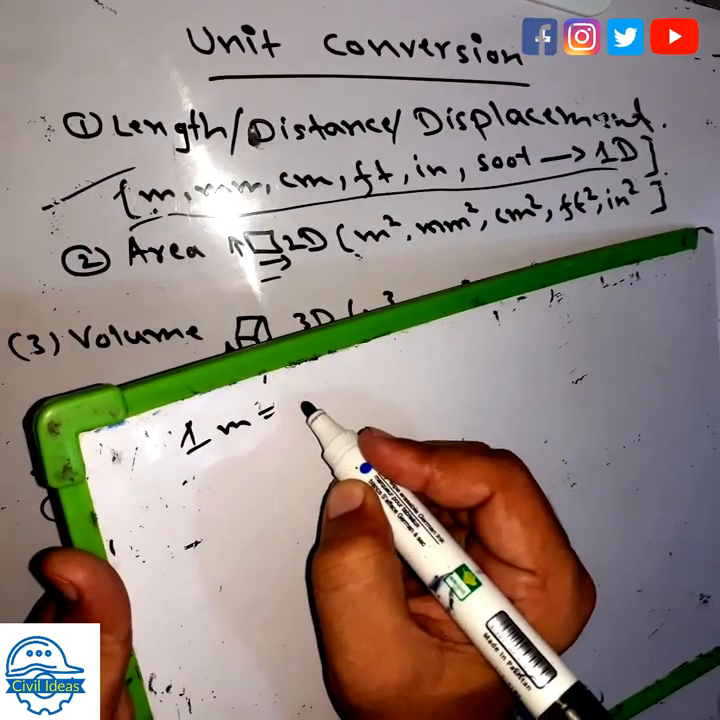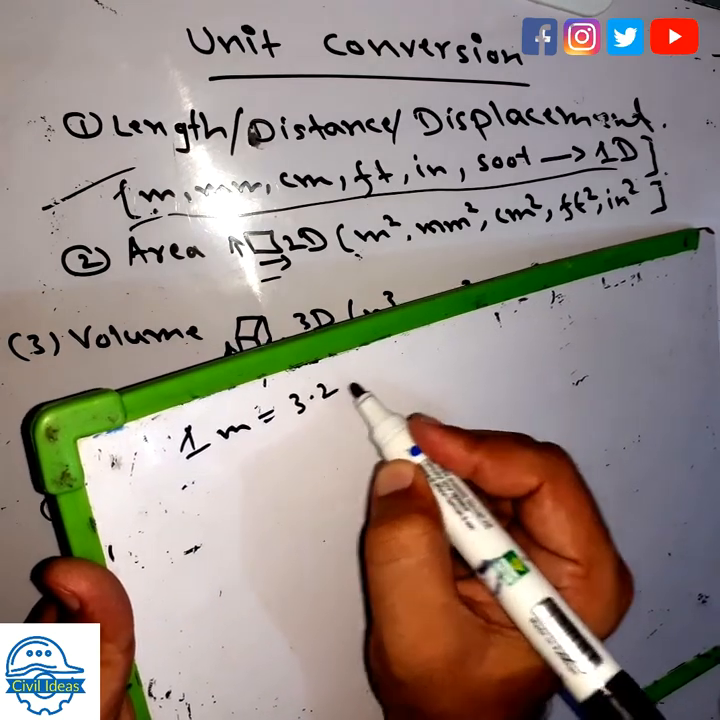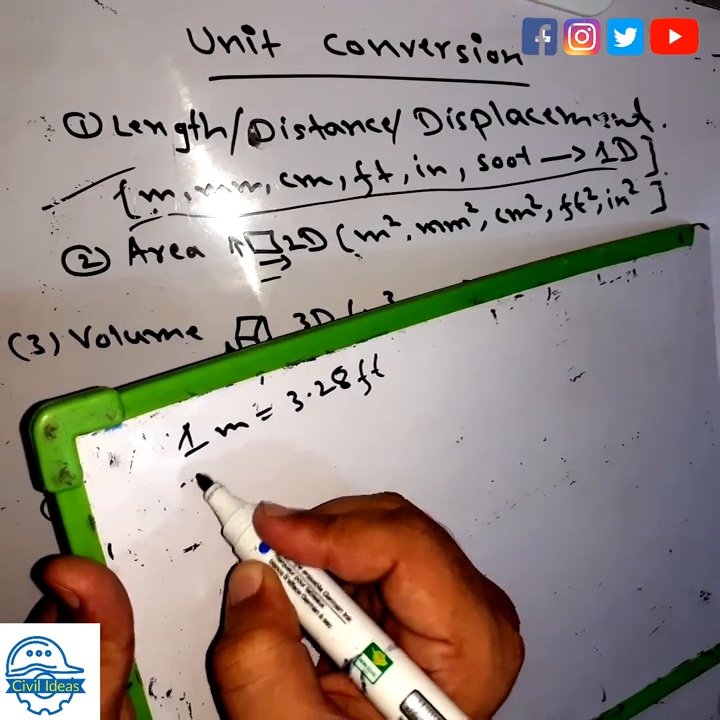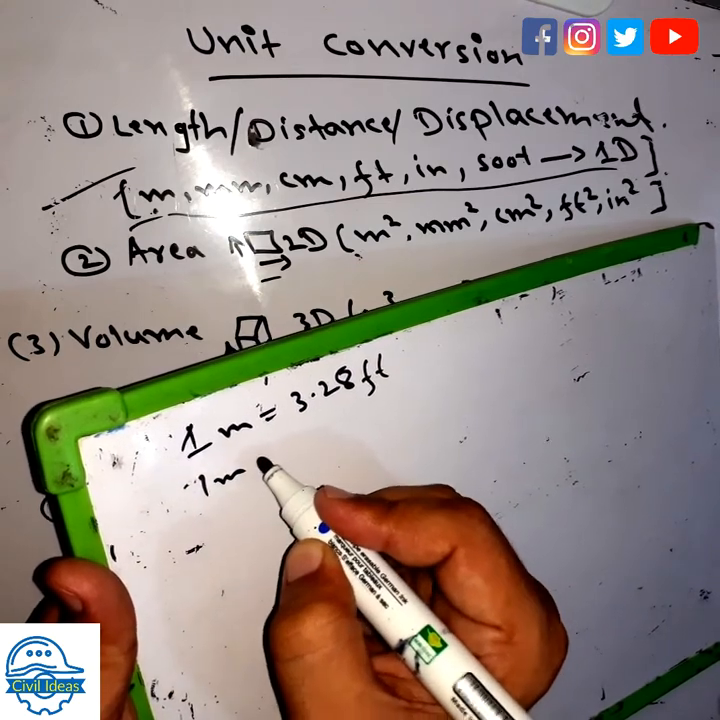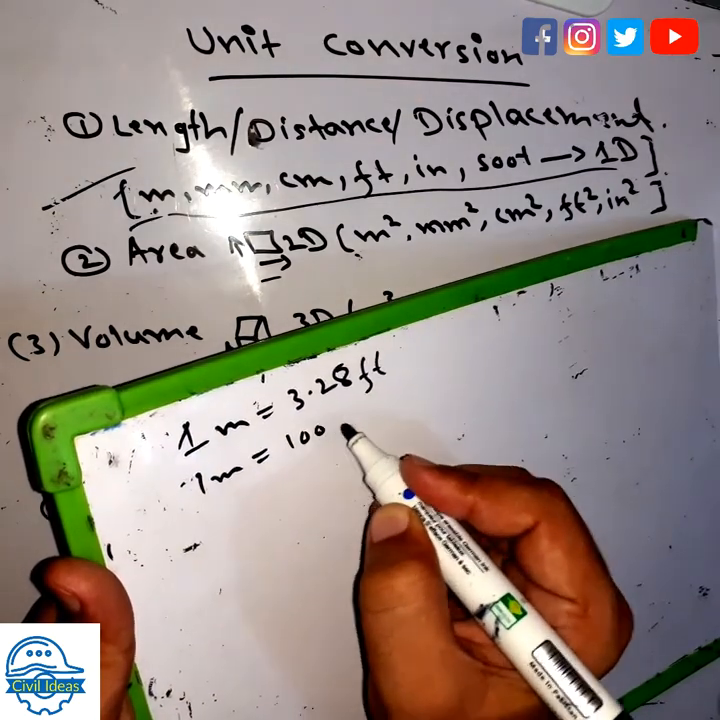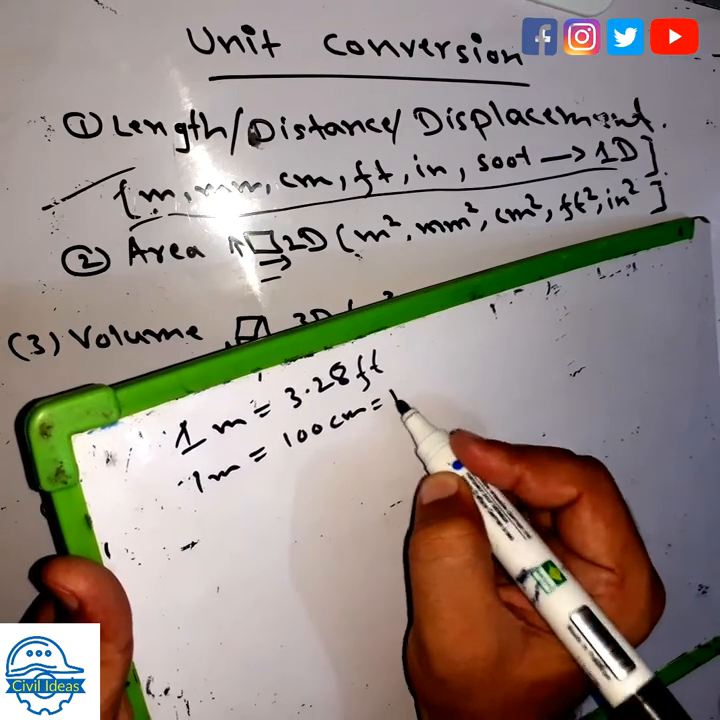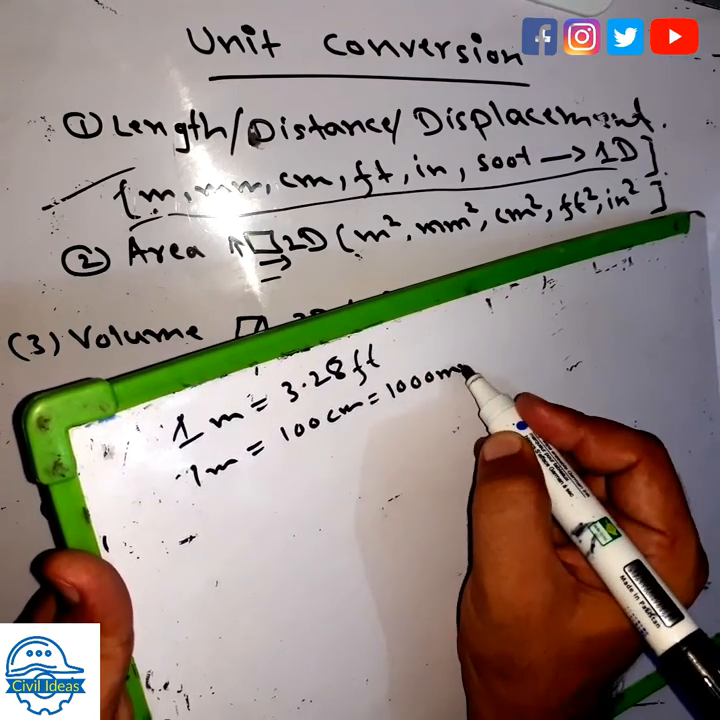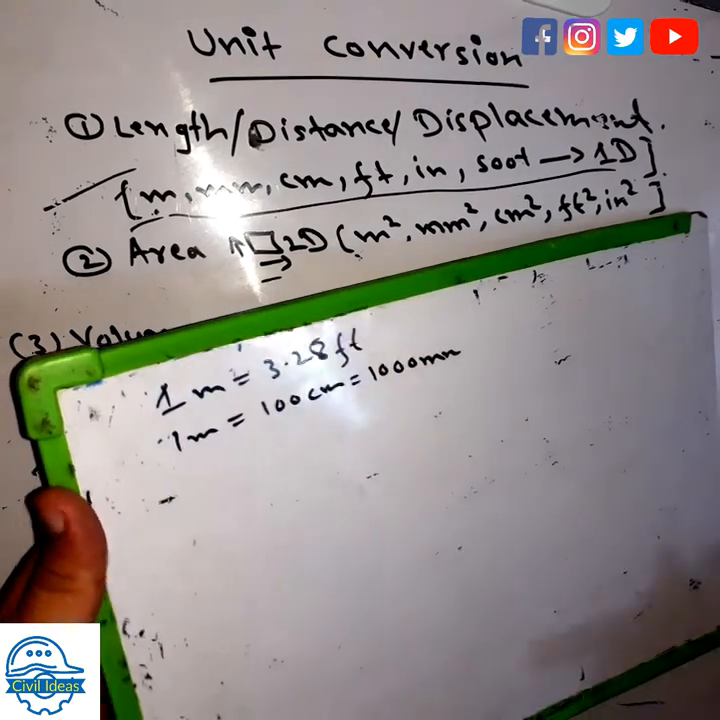Generally 1 meter is equal to 3.28 feet, and you know that 1 meter is equal to 100 centimeters or 1000 mm. You normally know about these quantities, so your basic concept should be clear.